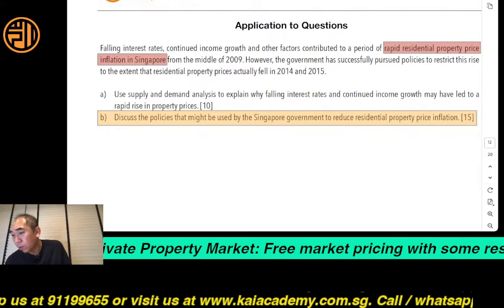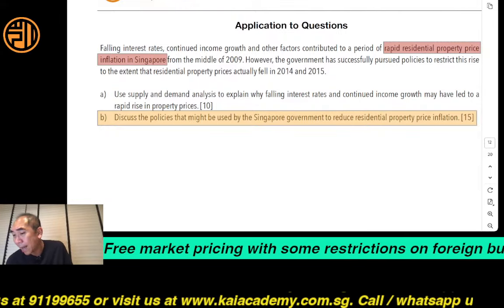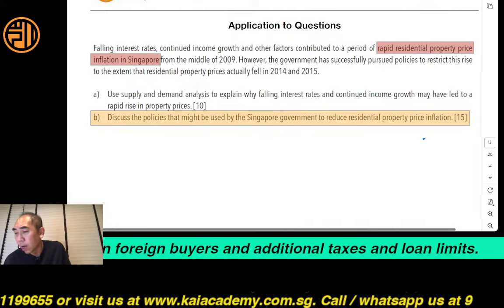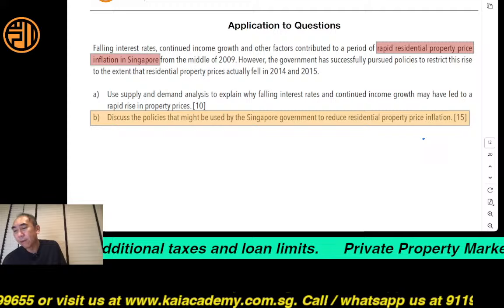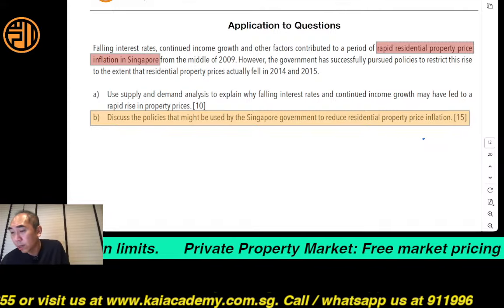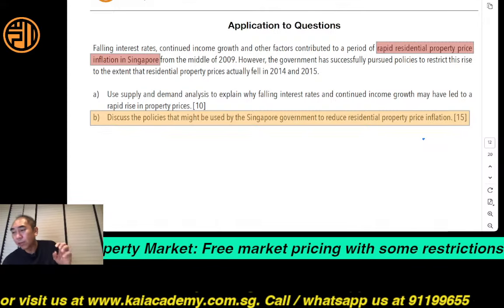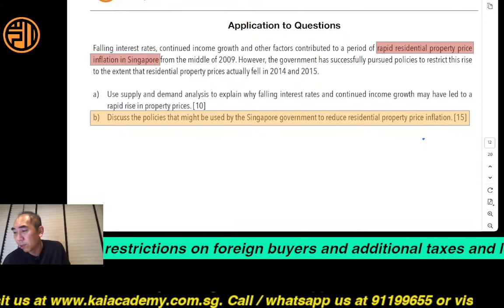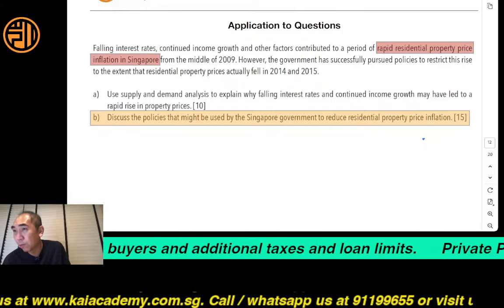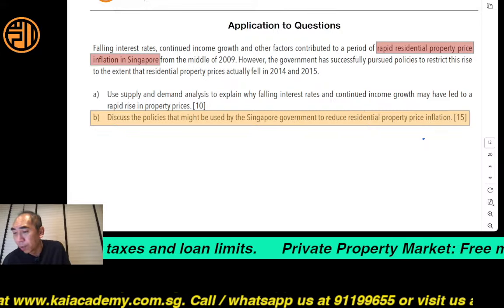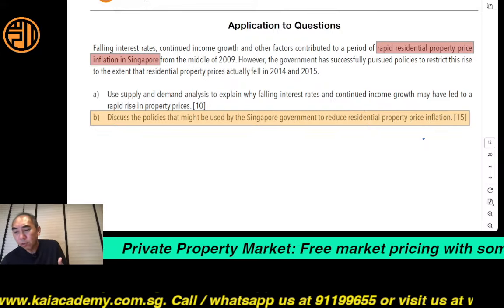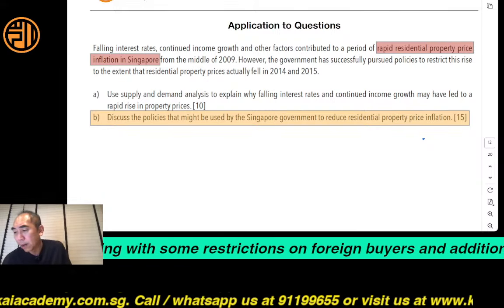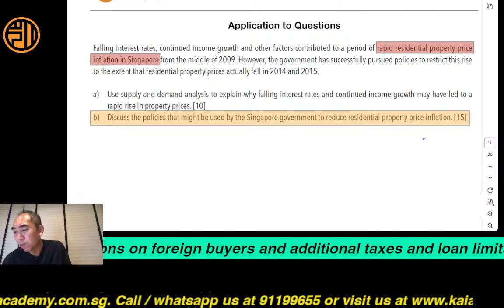Now the next slide, what we want to do, right, is I want to look at a particular essay question review. This is a essay question from the A-level exam 2017 question. So this question, right, was about residential property price inflation. If you can see from the preamble of this question, there was a rapid residential property price inflation in Singapore. The question asks you to discuss policies, part B, discuss policies that might be used by the Singapore government to reduce residential property price inflation.